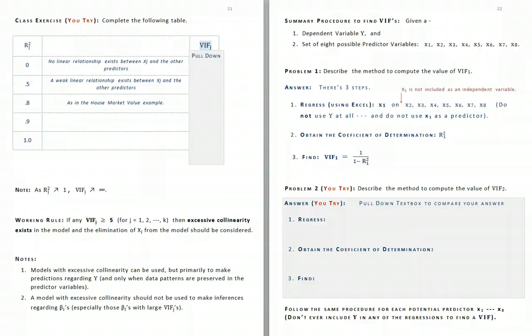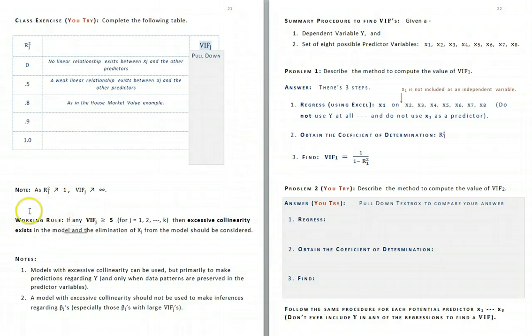We've moved to the next page. On this page there's a class exercise that would help you become familiar with the relationship between a coefficient of determination and a variance inflation factor.